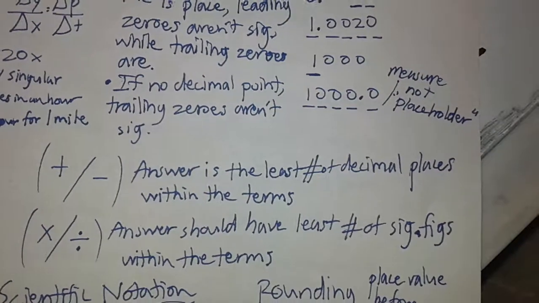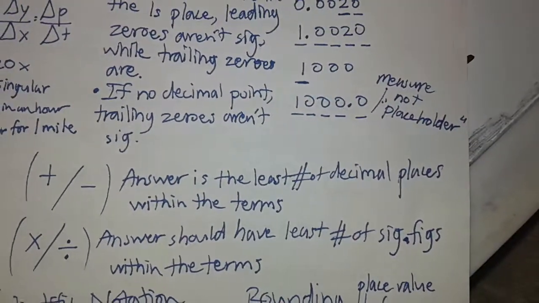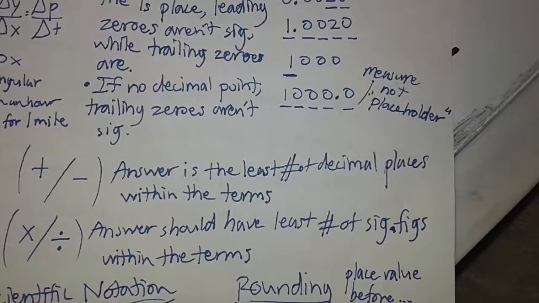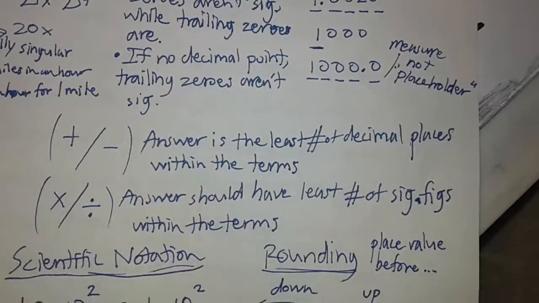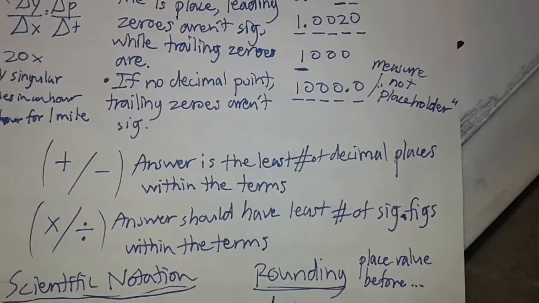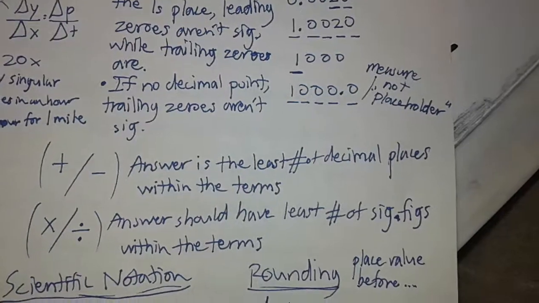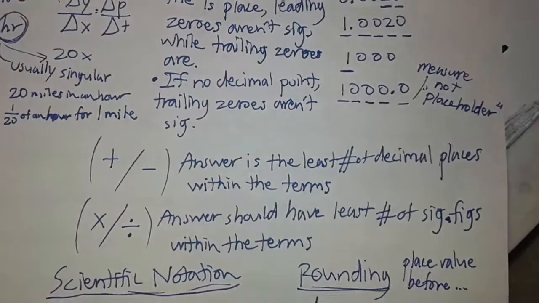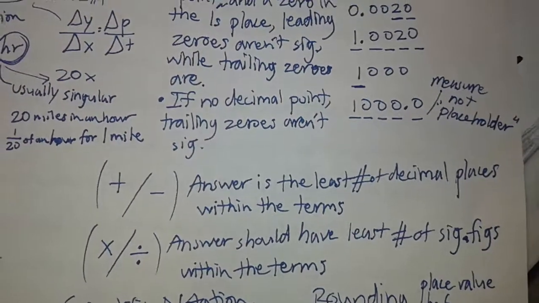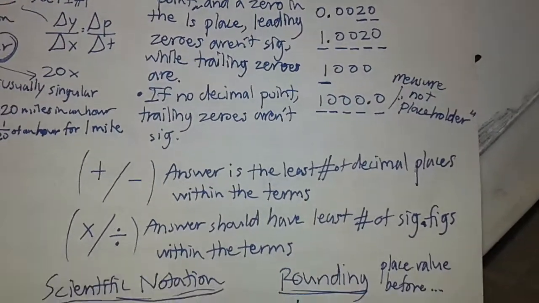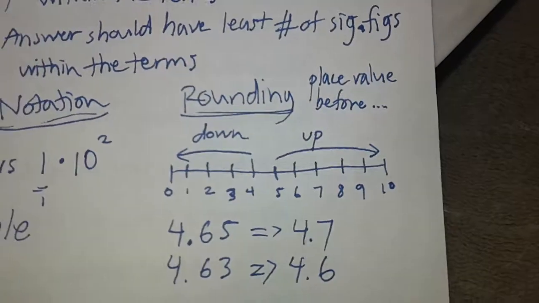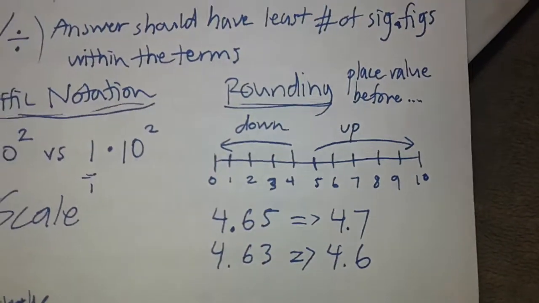When adding or subtracting values like this, the estimated answer has the least number of decimal places within the terms. When multiplying or dividing, the answer must have the least number of significant digits. So if you have 5 significant digits times 10 significant digits, you have to use 5 significant digits. Rounding down, less than 5. Rounding up, 5 or greater.